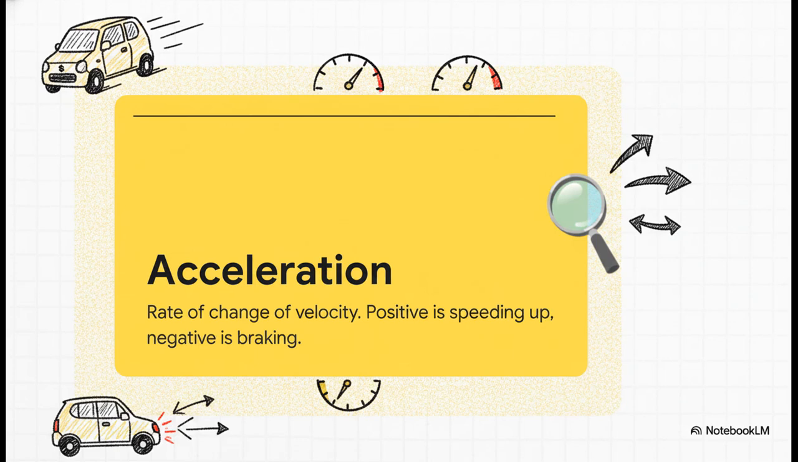Now, what happens when that velocity actually changes? Well, that's acceleration. You calculate it by taking your final velocity, subtracting your initial velocity, and dividing that by time. When you rev the engine of that Alto and speed up, you're creating positive acceleration. But the second you slam on the brakes to dodge a pothole, your velocity is dropping over time. That means you're applying negative acceleration, which in the physics world is known as retardation.